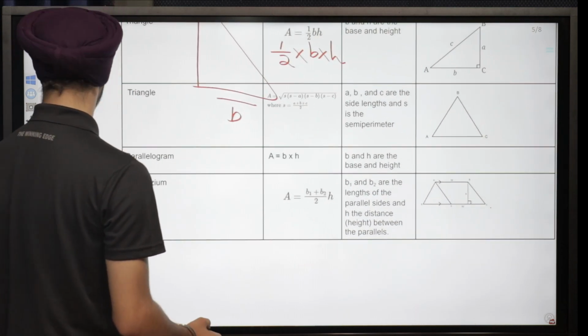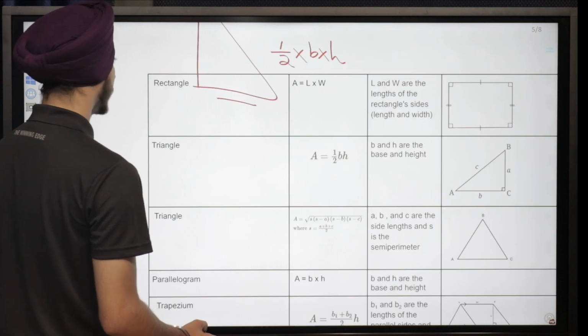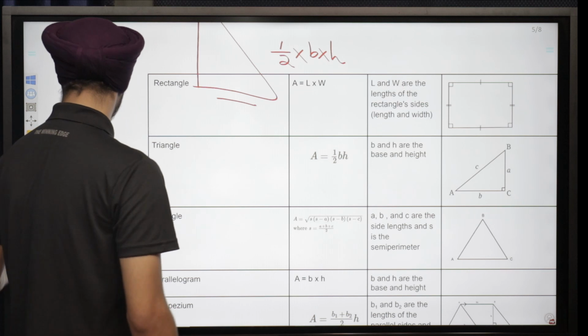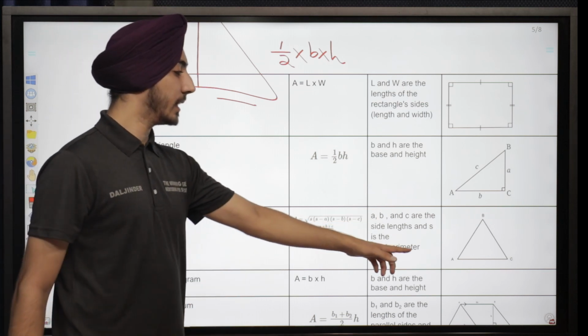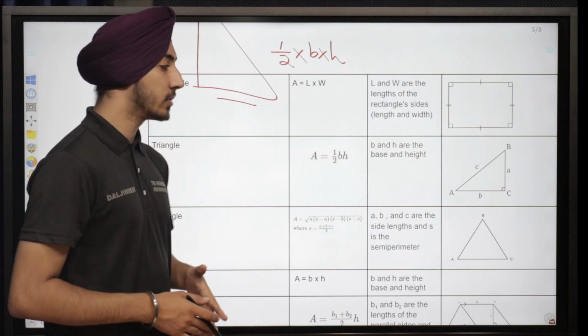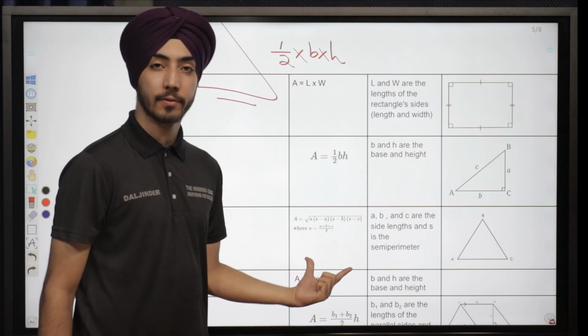The next figure is a triangle, but it is a scalene triangle. Now let's see how we find the area of a scalene triangle. For a scalene triangle, we do not have a base. I mean, we have a base, but we do not have a height. So if we do not have a height, we have to modify our formula.